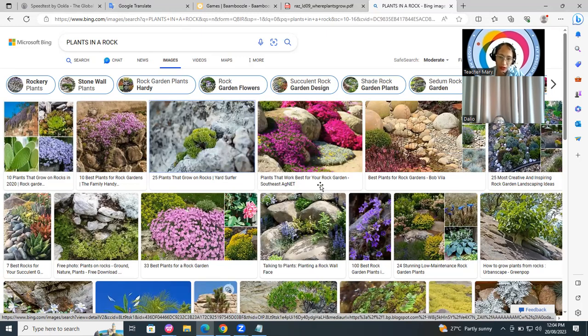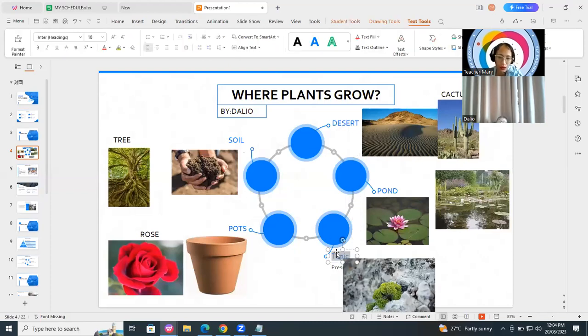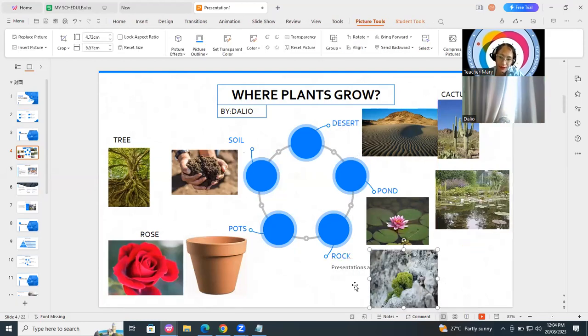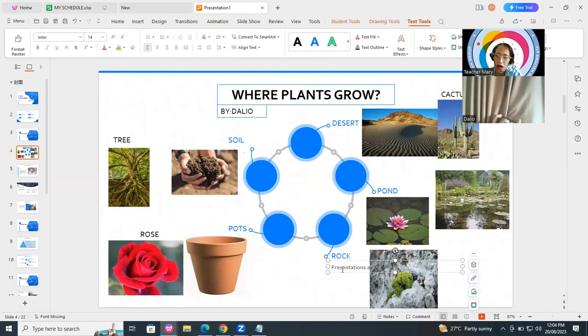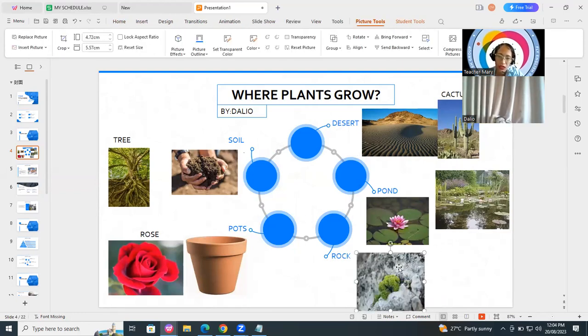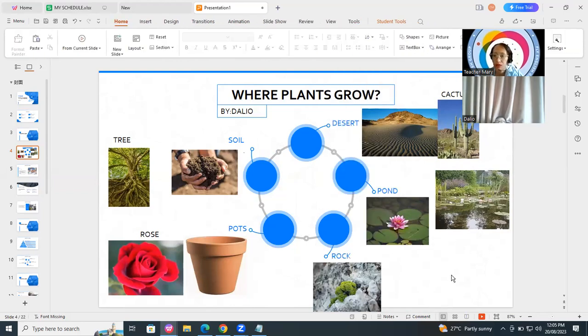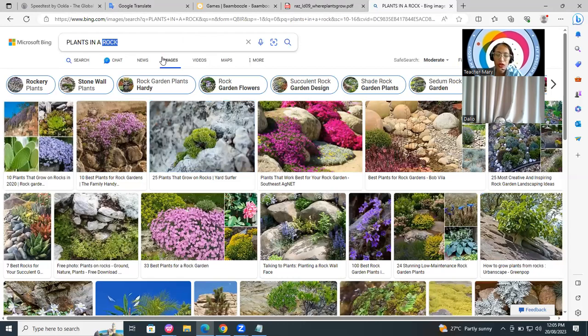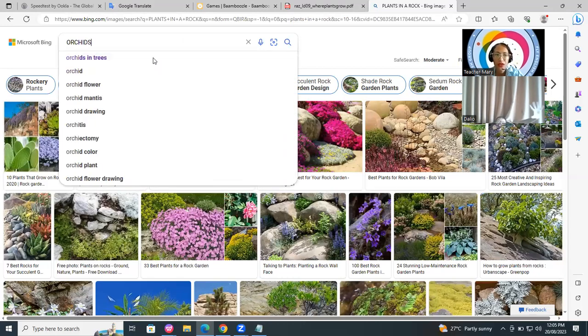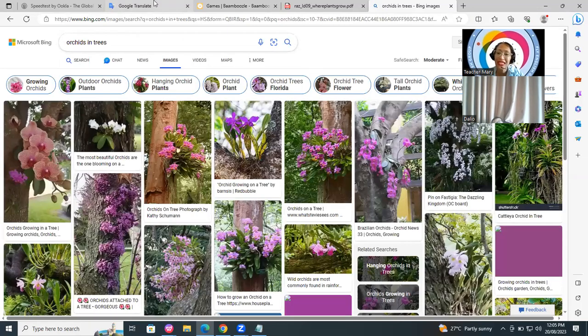So now we've got here, so this is rock, okay? Aside from rocks, what else? I don't know. You forgot? Okay. We've got rock. Next is it grows on another plants. Do you remember orchid? Orchid. Yep. Orchids grow on another plants. They usually grow in the tree.